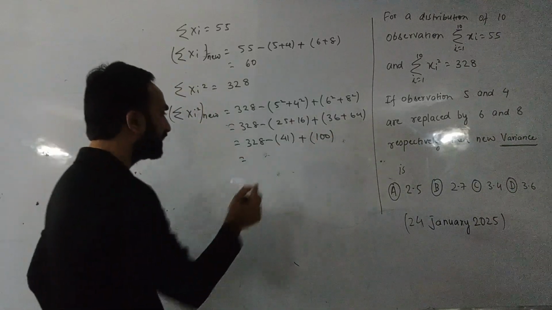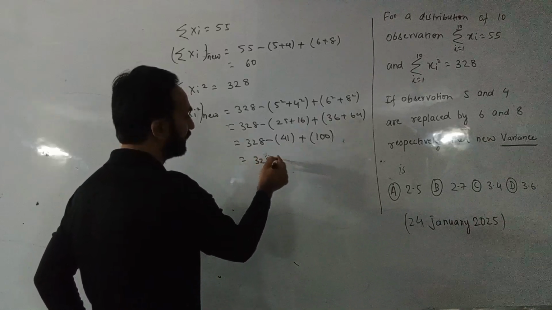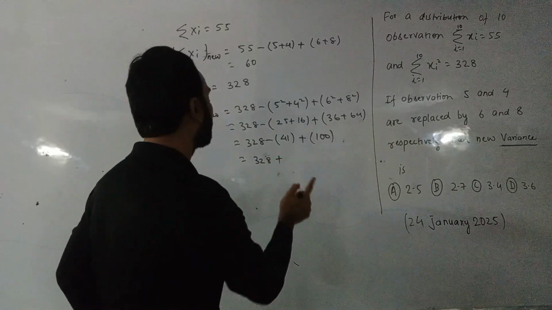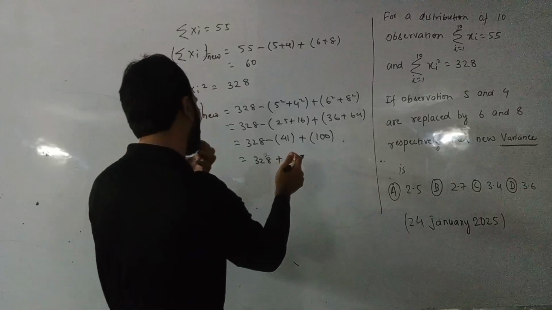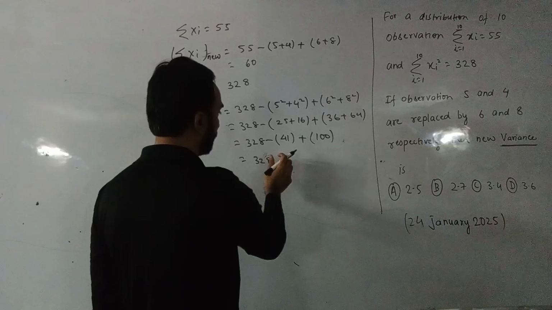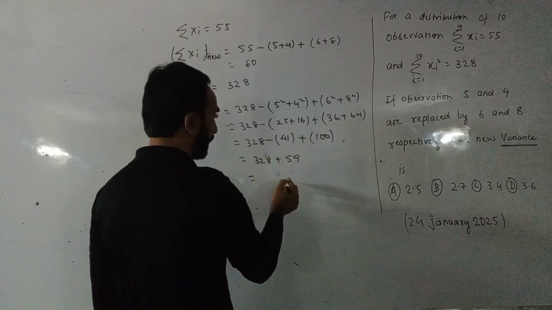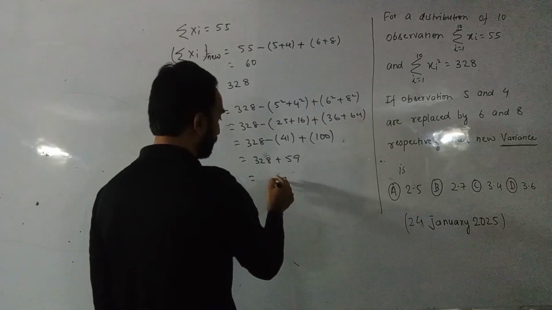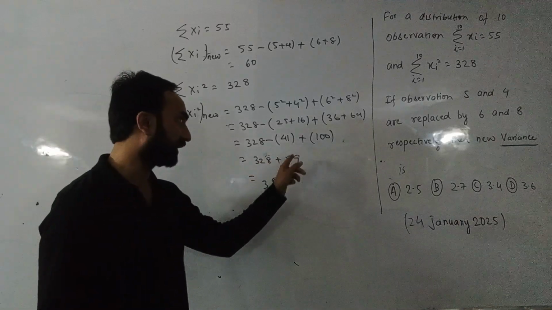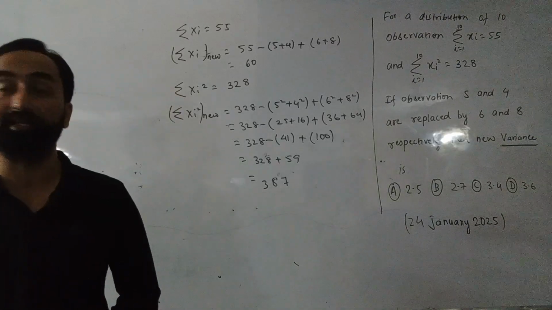Now this will become how much? Better don't do minus, it will become 100 minus 41. So the increment will be 59, and 328 plus 59 will become 387, correct?